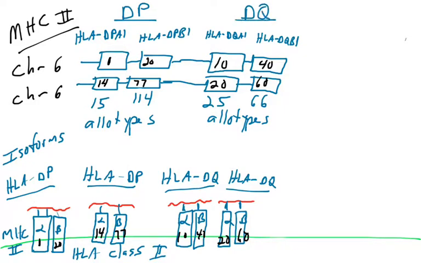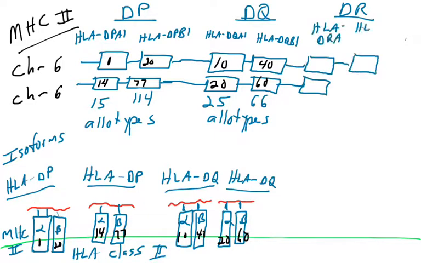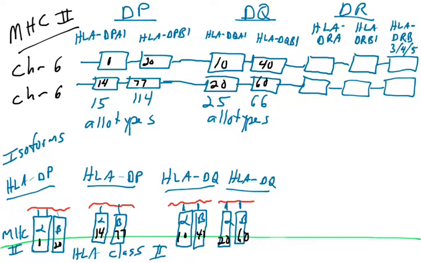So that's the DP and the DQ, and the third major HLA isotype is called DR. But there's something a little strange about the DR gene family. There's an HLA-DRA, and there's a DRB1, and there's another DRB, either numbered 3, 4, or 5. So people actually inherit typically two versions of the DRB gene, DRB1, and then another version, either 3, 4, or 5.